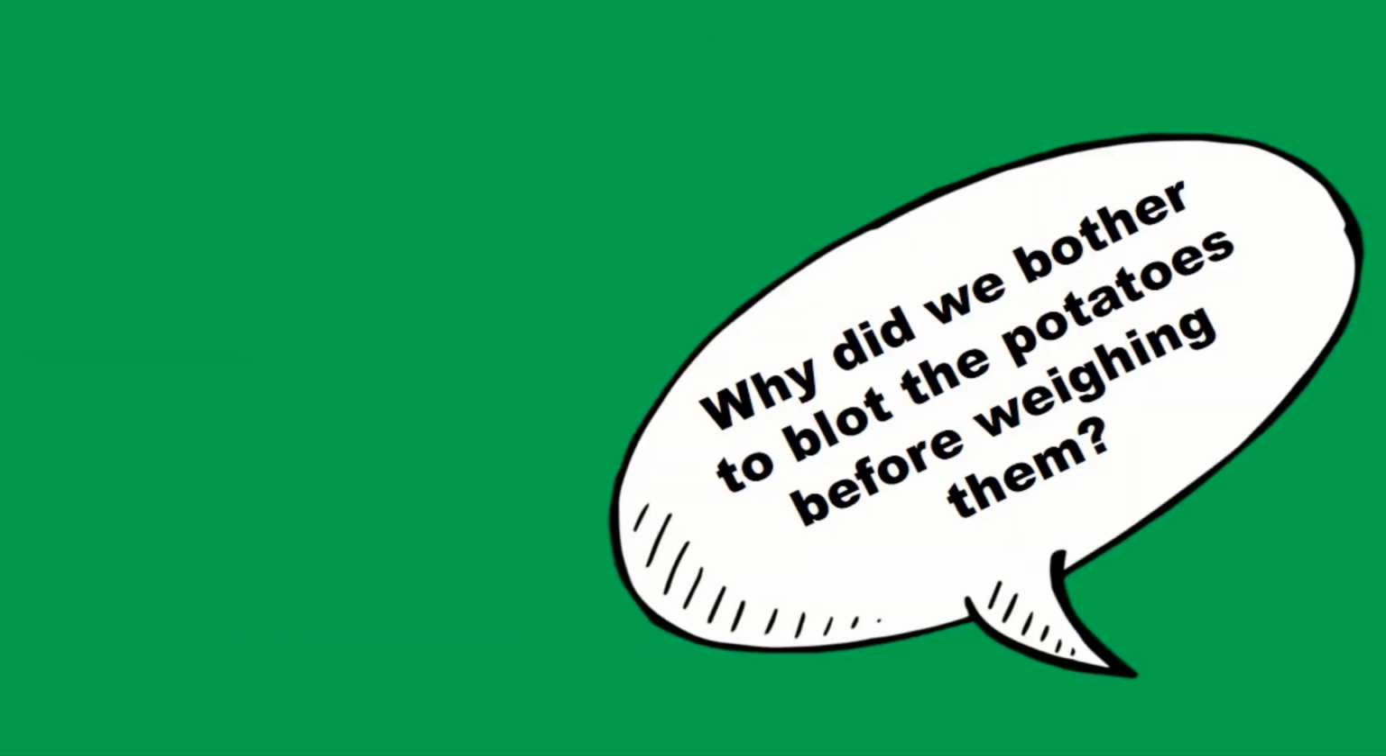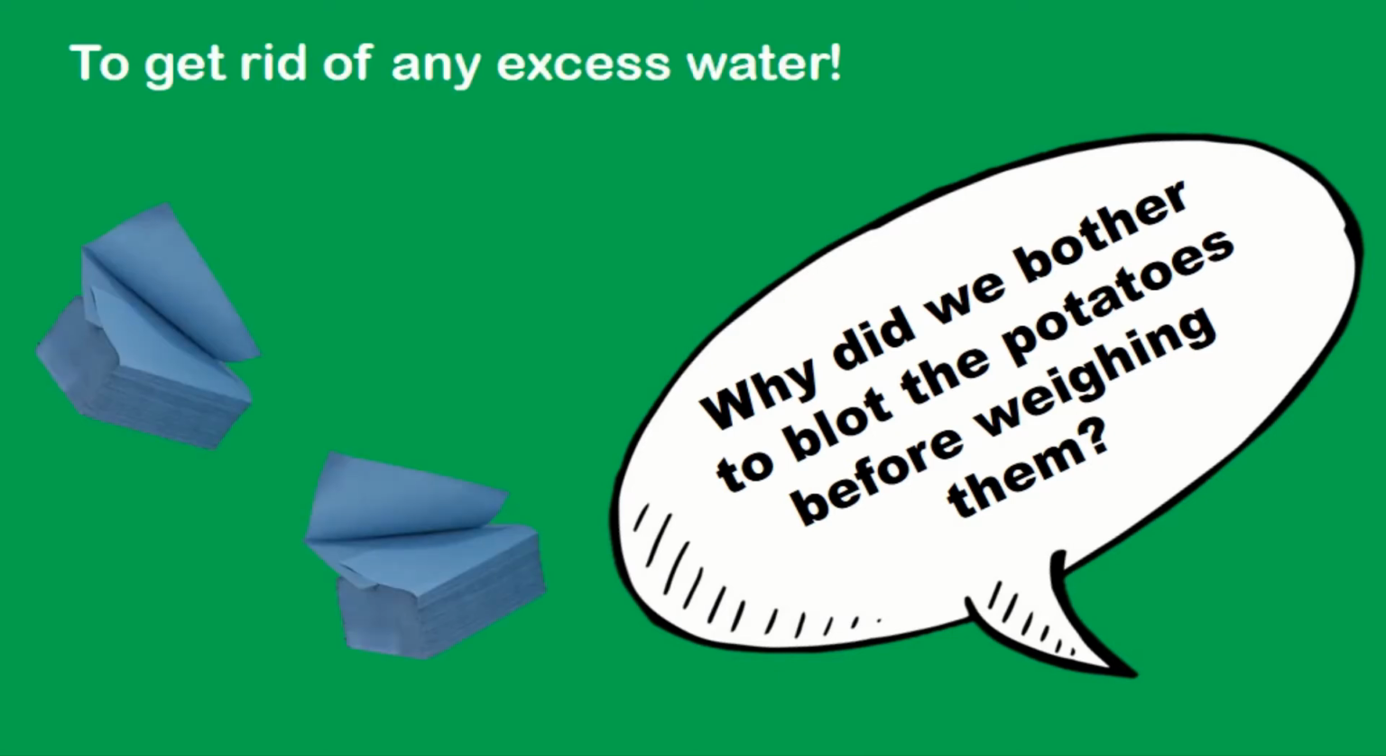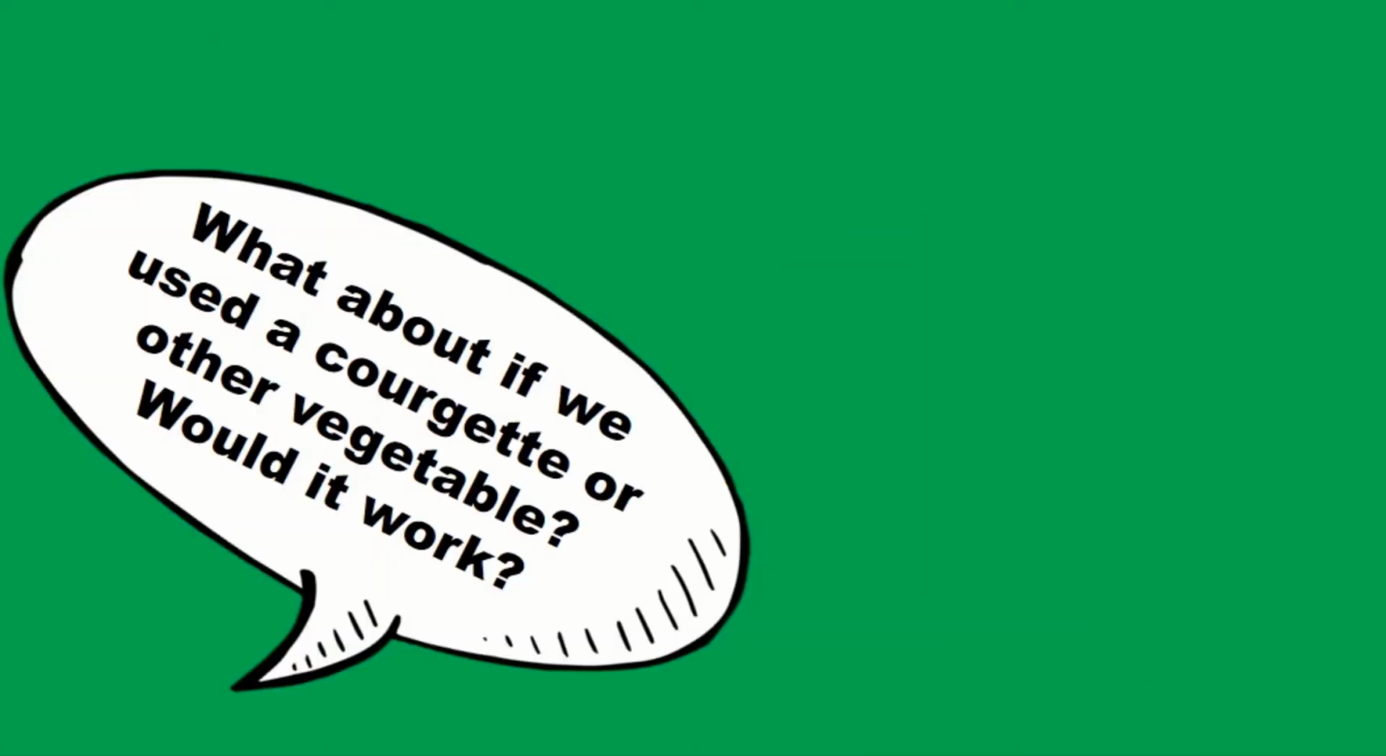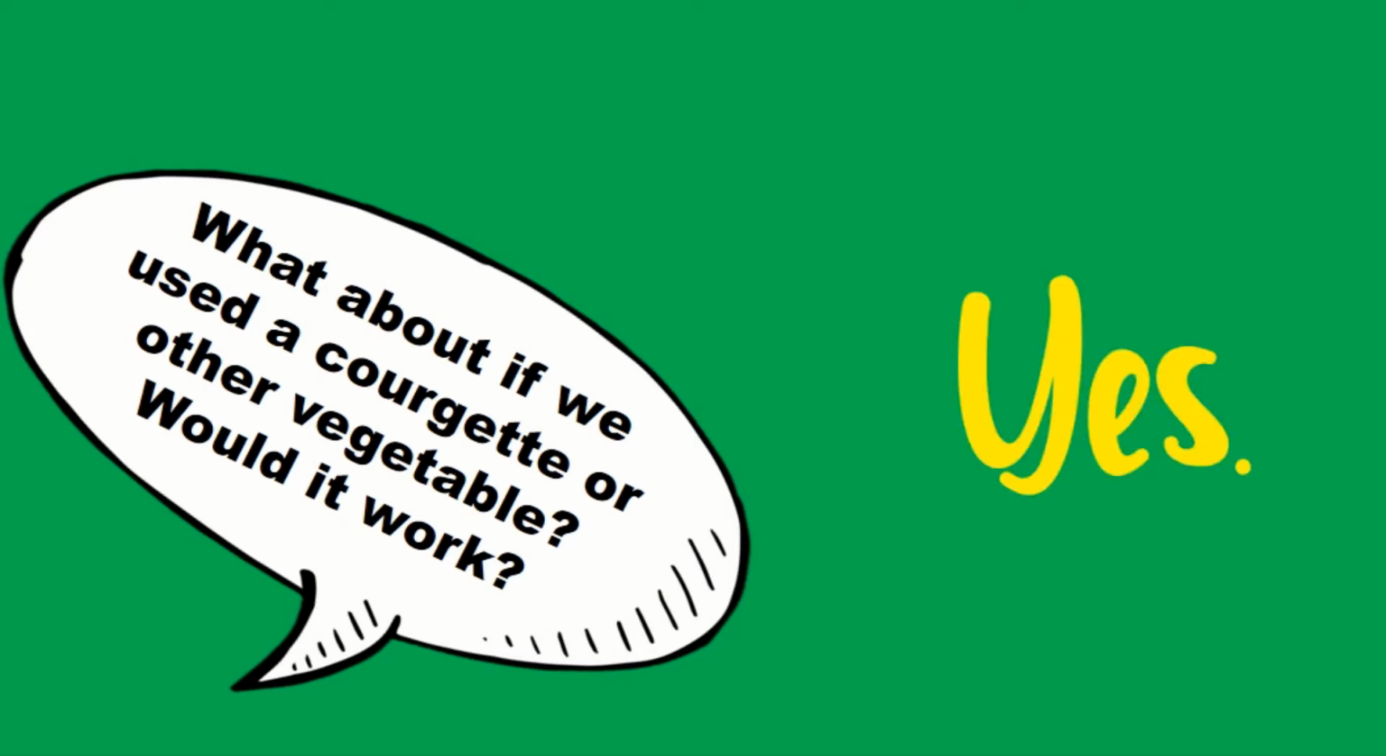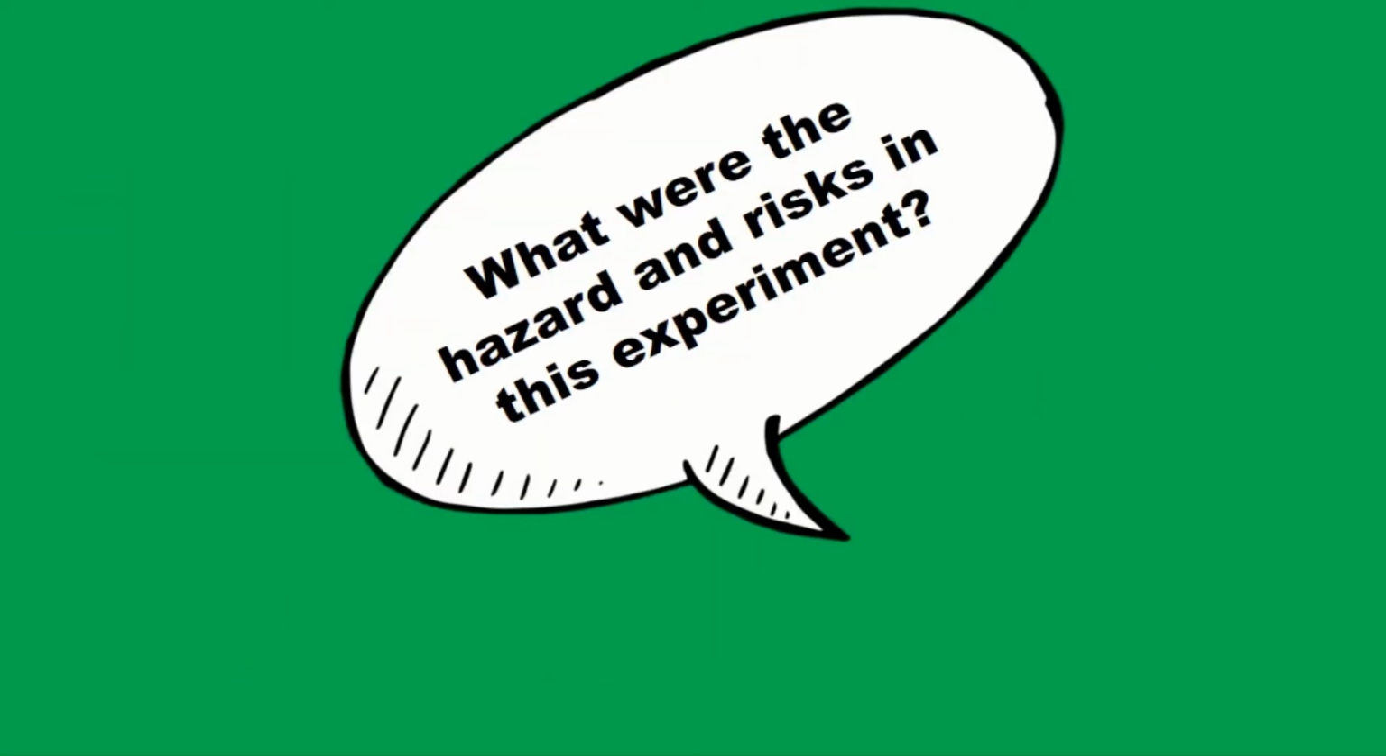You might be asked, why bother to blot the potatoes? That is to dry them off each time. And that's just because you want to get rid of any excess water on the surface to make sure you're not including that in your measurements of the mass. Interesting question here, really interesting question. What about if you use the courgette or other vegetable? Would it work? Yes.